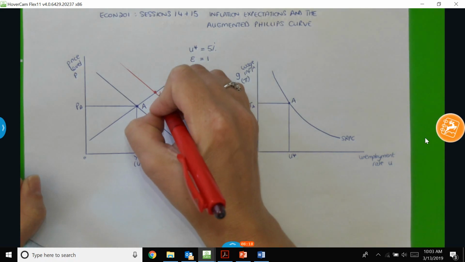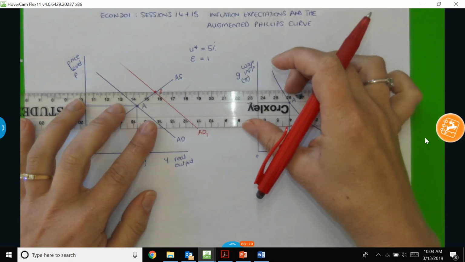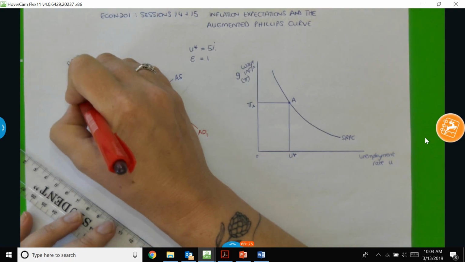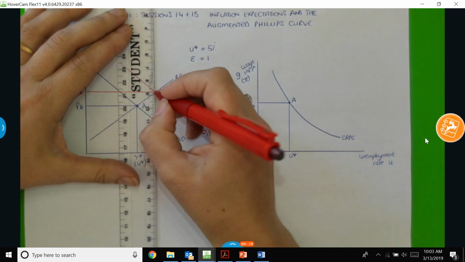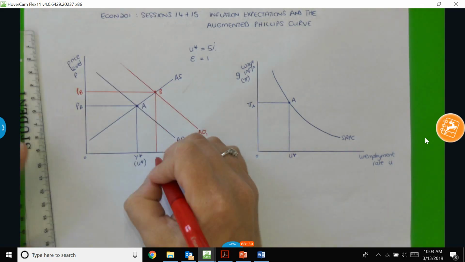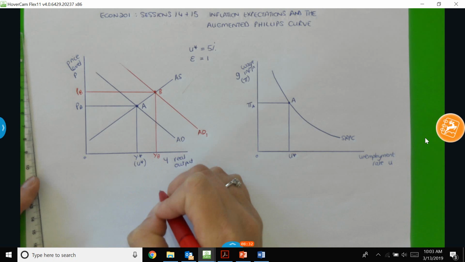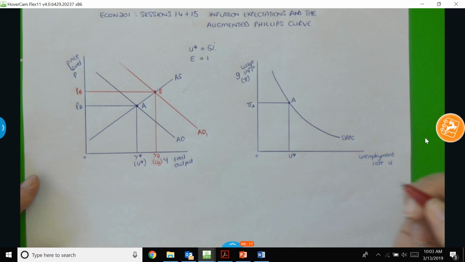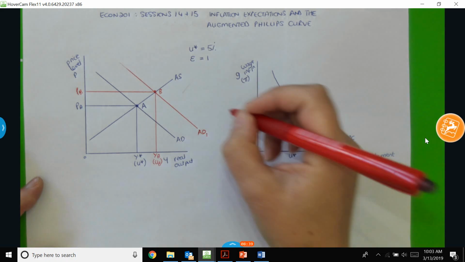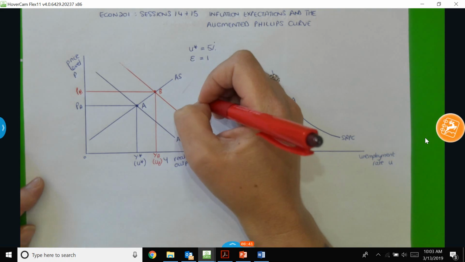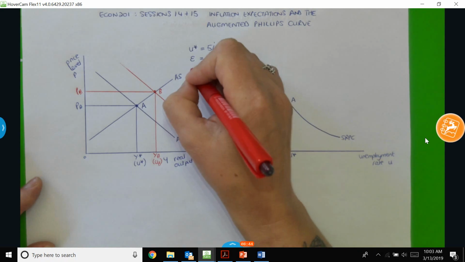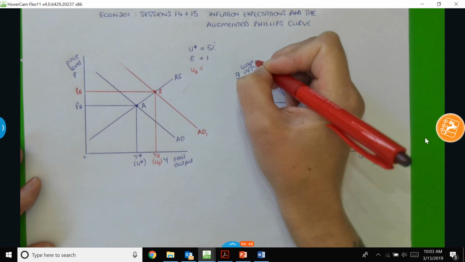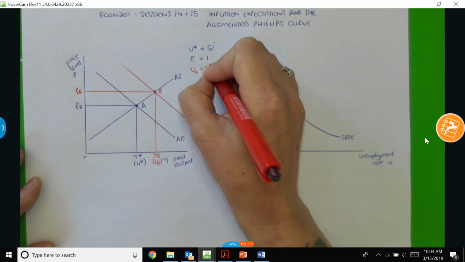When the new equilibrium is reached at point B, the price level will be higher than before, so that's PB, and the level of output will also be higher than before, so output increases. As output increases, the unemployment rate falls below the natural rate of unemployment, and like before, we can think about a certain unemployment rate, UB, and let's say that it's equal to 3%.